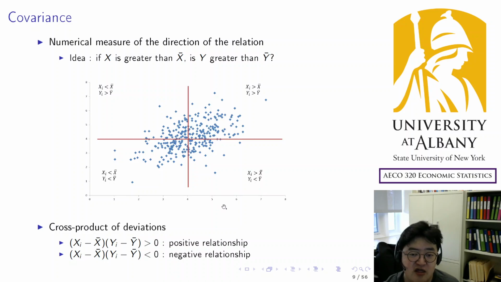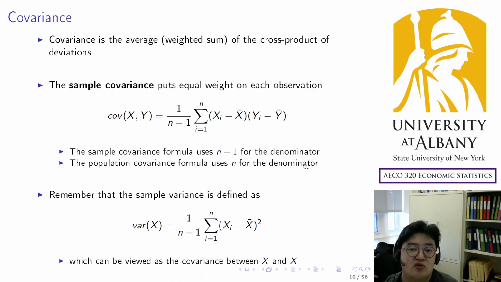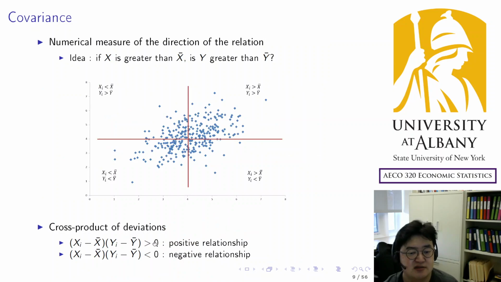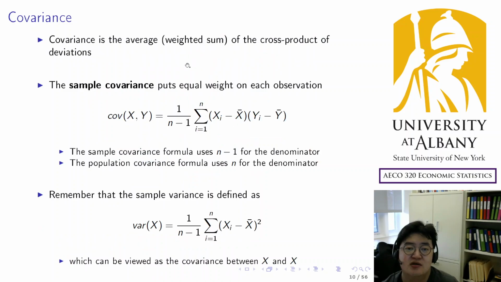But then we need to summarize those cross products. So in here, we have 183 observations. So we can calculate 183 cross products. So we are going to take the average and see which side dominates. If the positive side dominates, the average will be positive. If the negative side dominates, the average will be negative. So that is defined as the covariance.